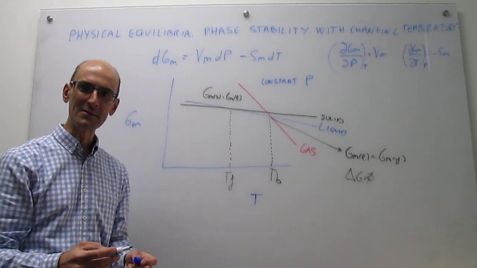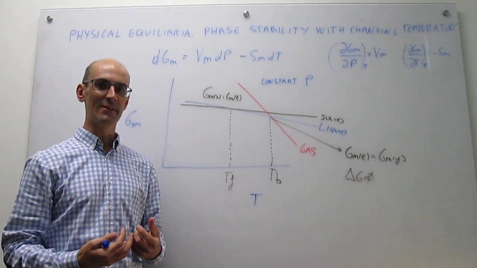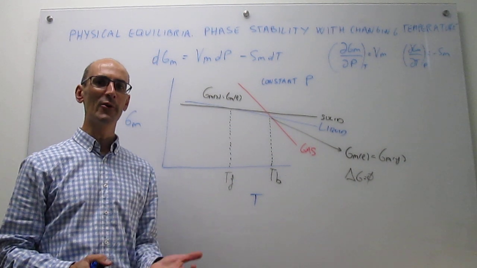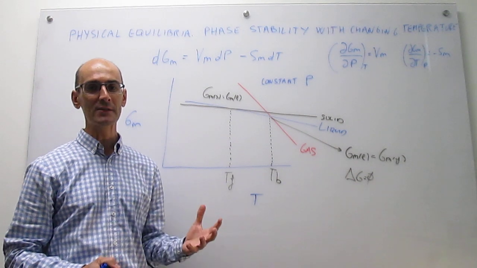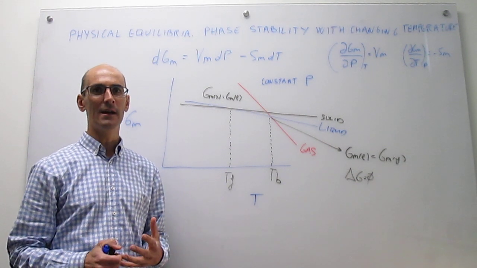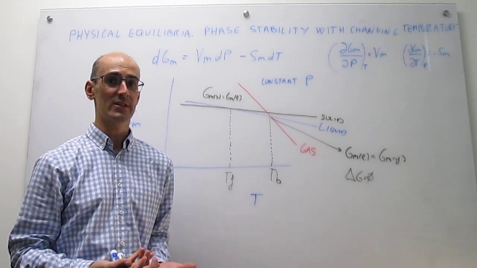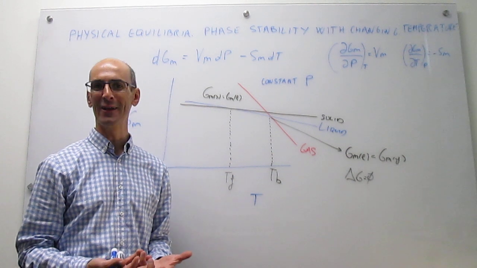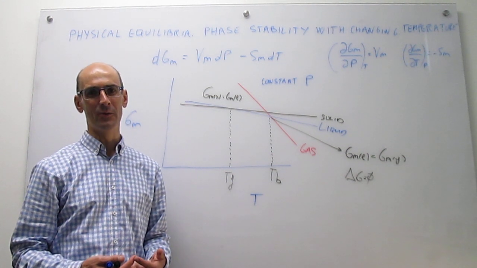All right, so notice how beautiful this is. We're learning how to connect experimental observables like freezing points and boiling points with thermodynamic values, which are the molar Gibbs energy. What we have seen in this video is a way that you can use thermodynamics to understand why gases are the stable phase at really high temperatures and why solids are the stable phase at lower temperatures.